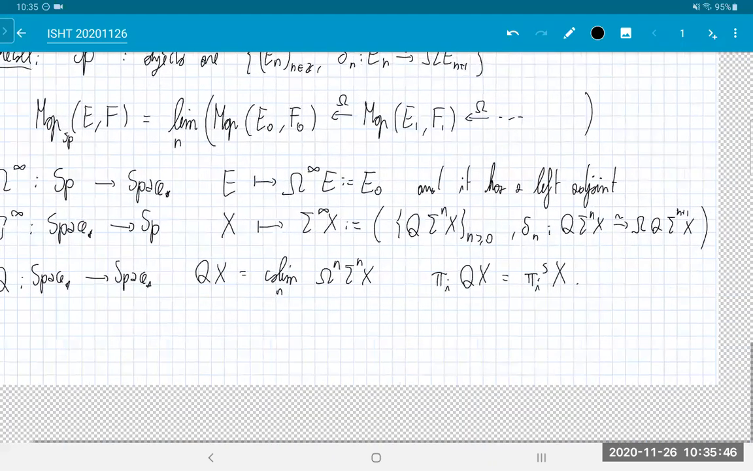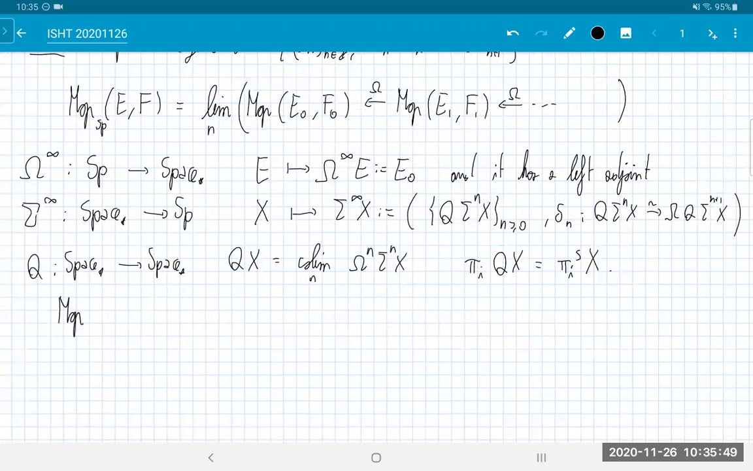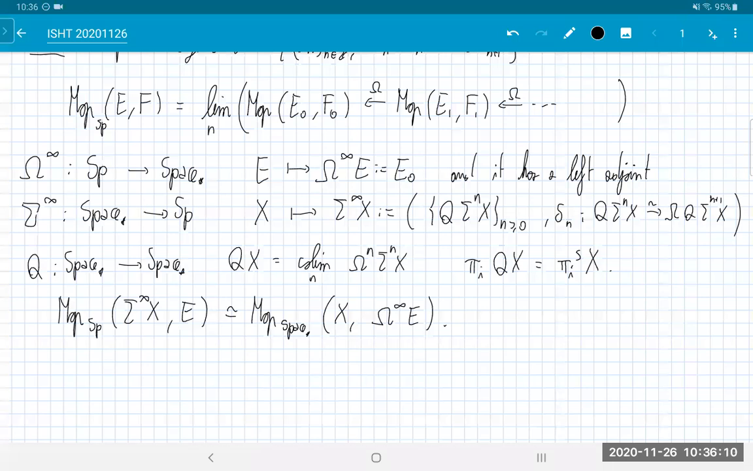And the last thing we saw last time is that maps in spectra from sigma infinity X into E is the same thing as maps in pointed spaces from X to omega infinity of E. I'm not going to repeat the proof. It's essentially writing a big diagram, and once you write the right diagram, the proof falls down almost by magic. And the diagram, you can find it in the notes or in the video. Okay, are we good so far?